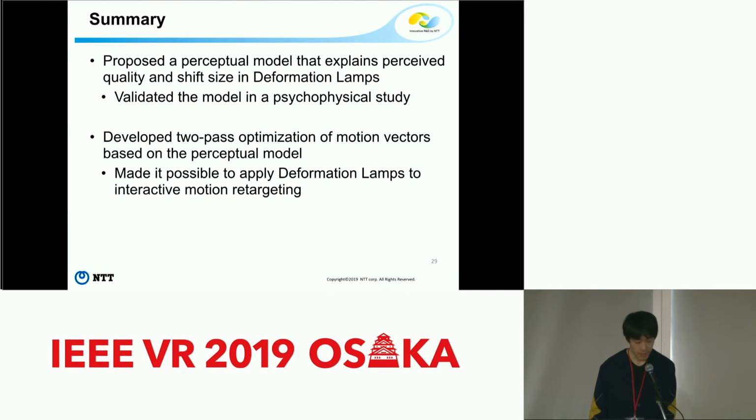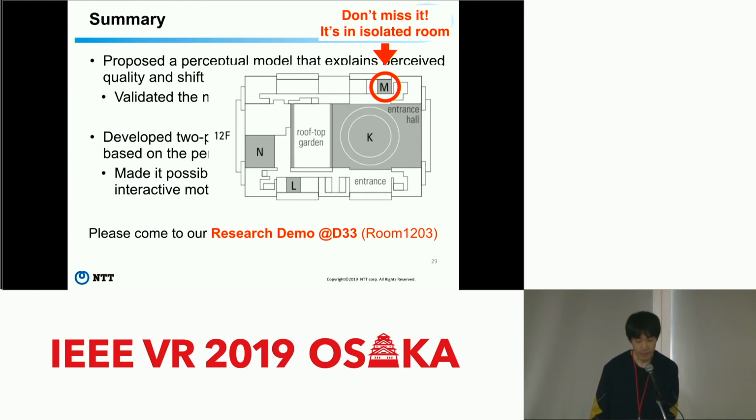To summarize, in this work, we propose a perceptual model that explains perceived quality and perceived deformation size in deformation lamps. We validated the model in a psychophysical study. We also developed a two-pass optimization of motion vectors based on the perceptual model, which enabled us to apply our technique to an interactive application like motion retargeting. If you're interested, please also come to our research demo, but be careful, it is in an isolated room, so please don't miss it. Thank you for listening.